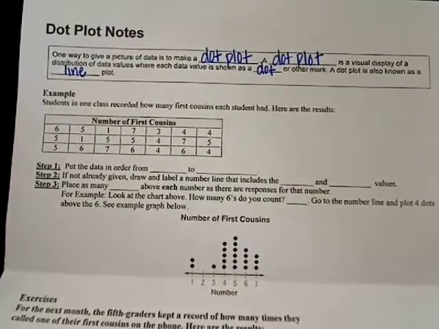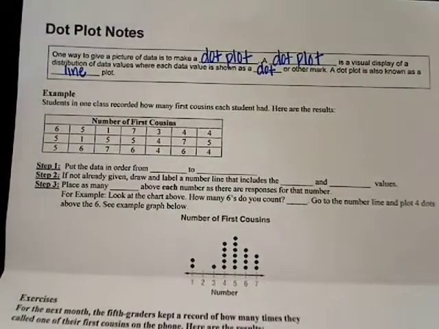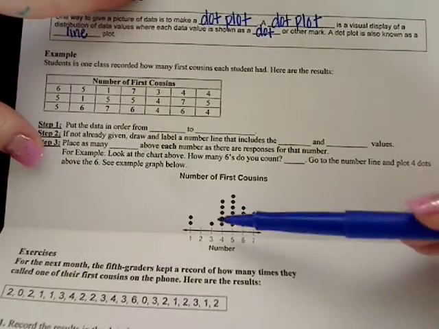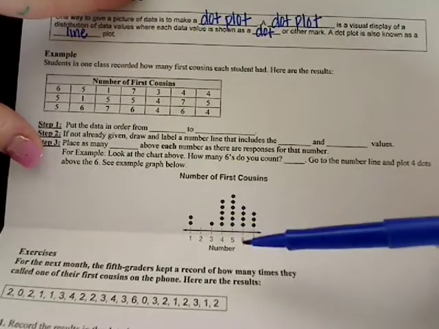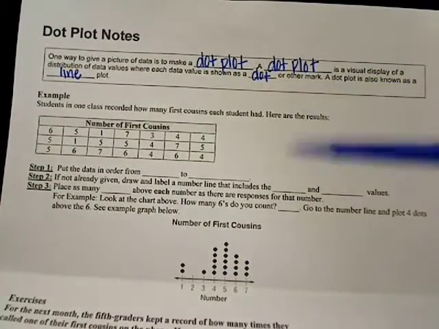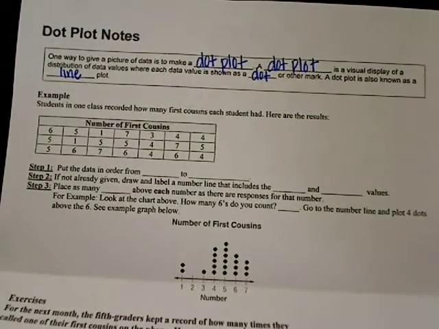So we made a line plot when we were showing how to find the mode. If you remember that from stop 1, it looked a lot like this, but we had X's above it. That's called a line plot. It's just another form of a dot plot. They both do the same thing. One has lines, one has dots. Same thing. Okay, so here's an example.